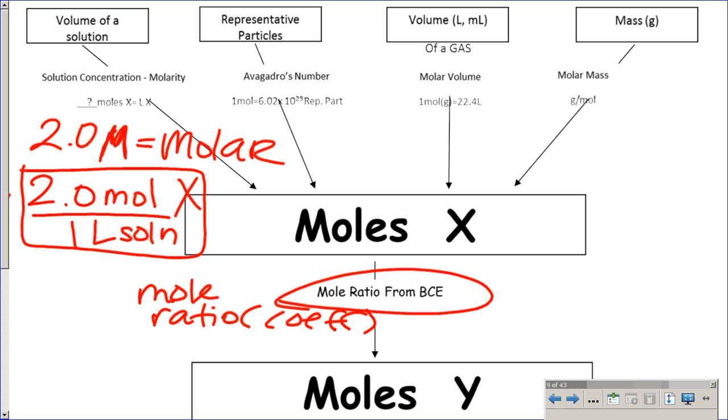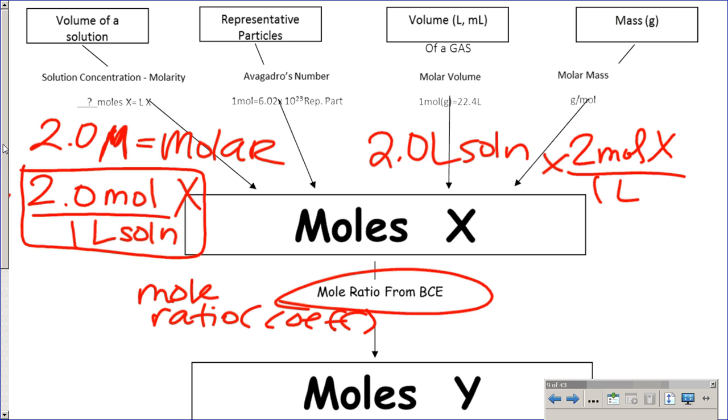Well, let's say I gave you 2 liters of solution. You can do this part in your head. If I give you 2 liters of solution and I tell you the molarity, the concentration is 2 molar, that means there's 2 moles per 1 liter. Hey, I got 2 liters. How many moles do I have? 4. Okay, I'm going to show you the dimensional analysis way. 2 liters times molarity, pop this little fraction right here, 2 moles of X per 1 liter, what cancels?